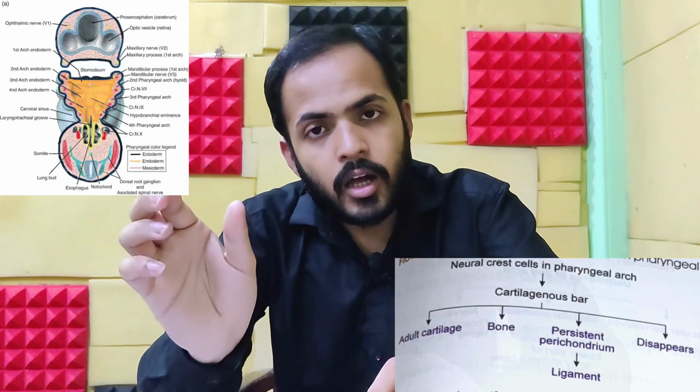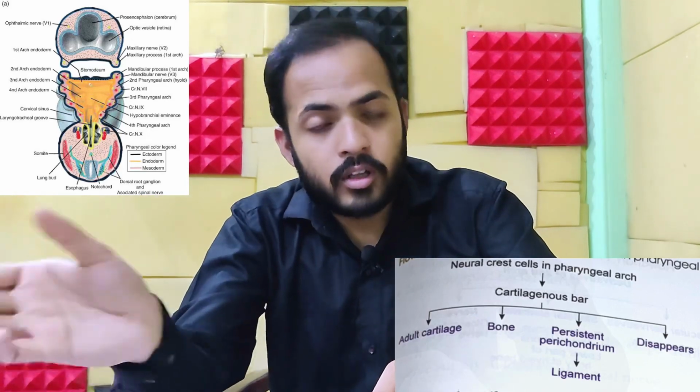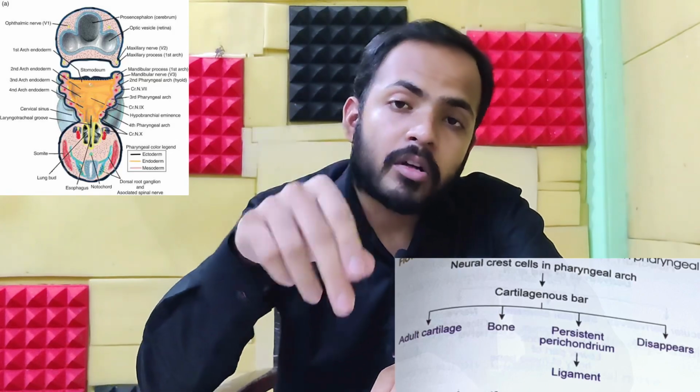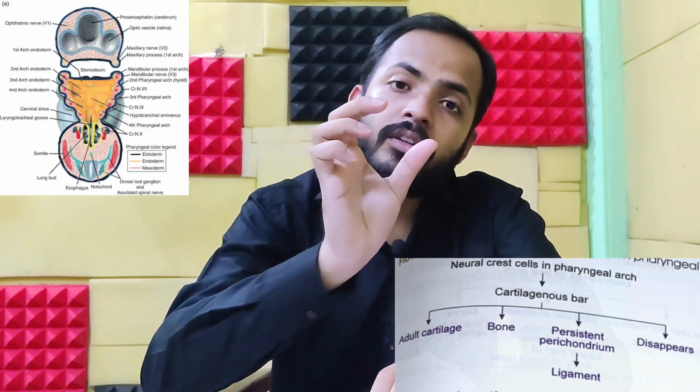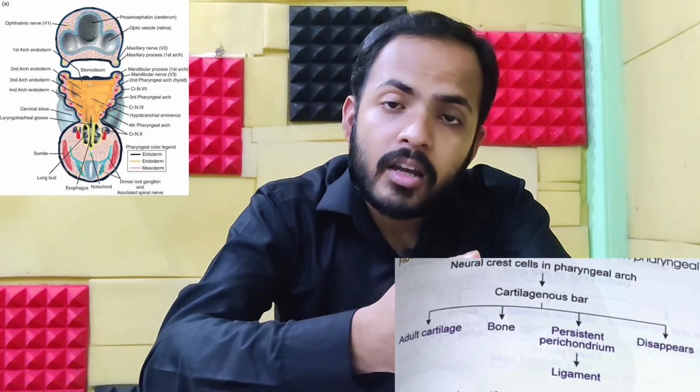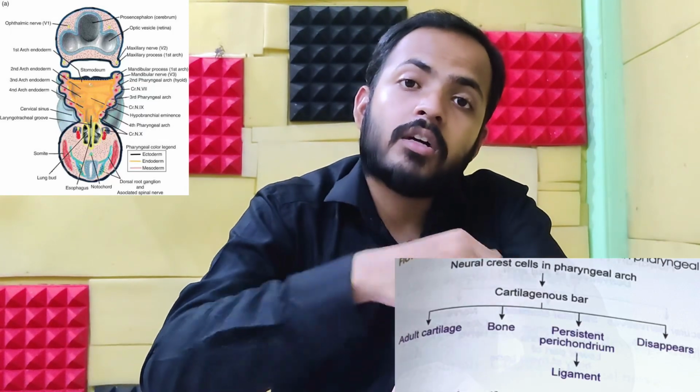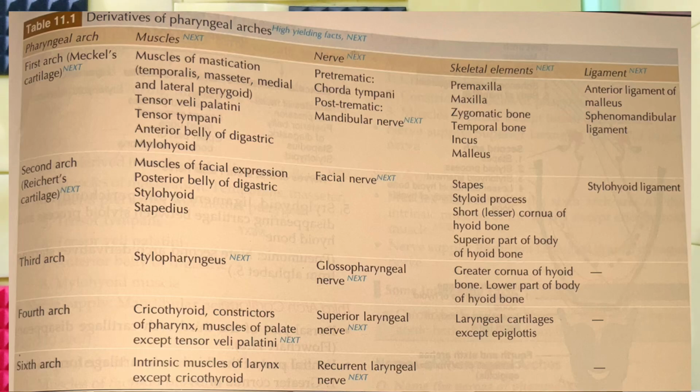Some part of the pharyngeal arch converts into bone, some part converts into cartilage, some part converts into ligament, and some part disappears. And as you can see in this entire box, we are talking about only 5 pharyngeal arches, because the 5th pharyngeal arch is very, very short and rudimentary and it has no clinical significance.